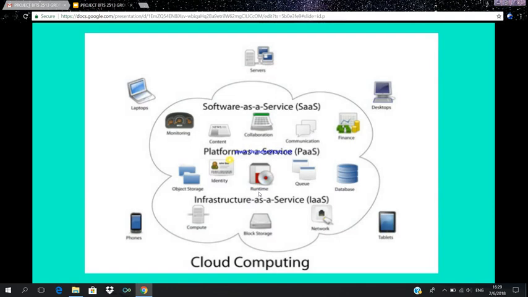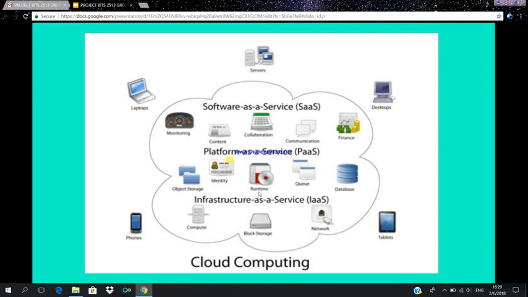This cloud model is composed of 5 essential characteristics. First, scalability, elasticity. Second, availability, reliability. Third, performance optimization. Fourth, accessibility, portability. And fifth, manageability, interoperability.